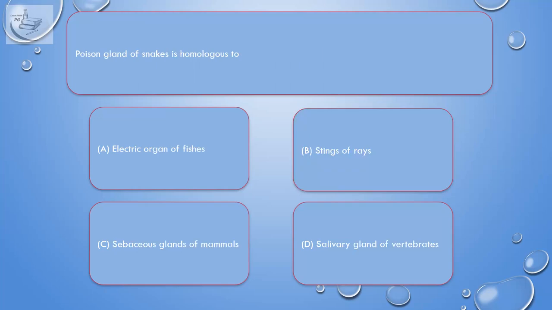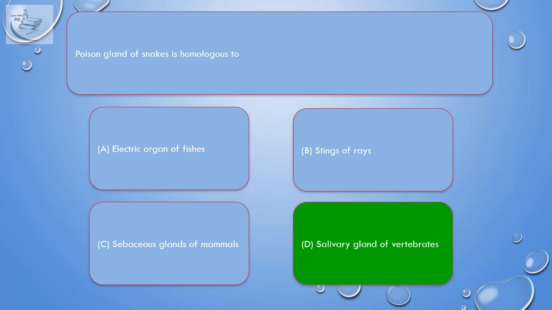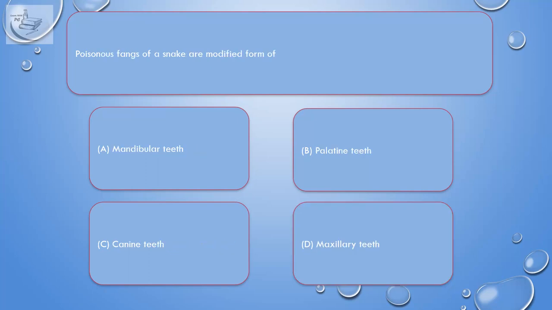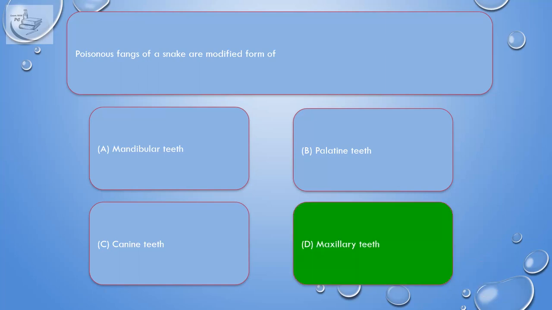Question: poison gland of snakes is homologous to A. Electric organ of fishes, B. Stings of rays, C. Sebaceous glands of mammals, D. Salivary gland of vertebrates. Correct answer is D. Salivary gland of vertebrates. Question: poisonous fangs of a snake are modified form of A. Mandibular teeth, B. Palatine teeth, C. Canine teeth, D. Maxillary teeth. Correct answer is D. Maxillary teeth.